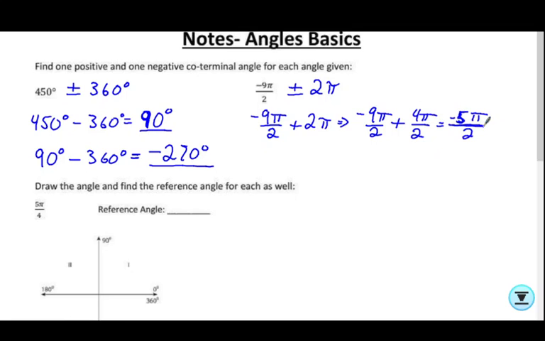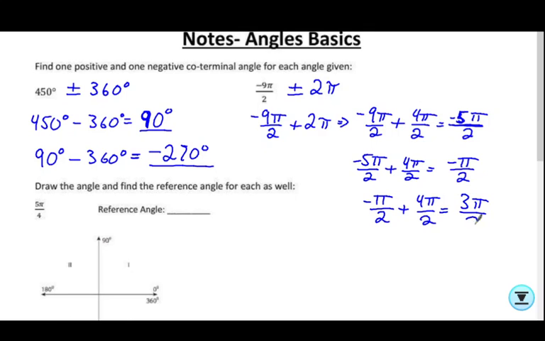So I did find a negative coterminal angle, but now I need to find a positive one. So I'm going to start at negative 5 pi over 2, and I'm going to add again. When I add negative 5 pi over 2 plus 4 pi over 2, I get negative pi over 2. Well, I still haven't gotten a positive one, so I've got to do it again. I take negative pi over 2 and add 4 pi over 2, and I get 3 pi over 2. So finally, I get my positive coterminal. And of course, I could use either one of these as my negative. Both of them are coterminal.